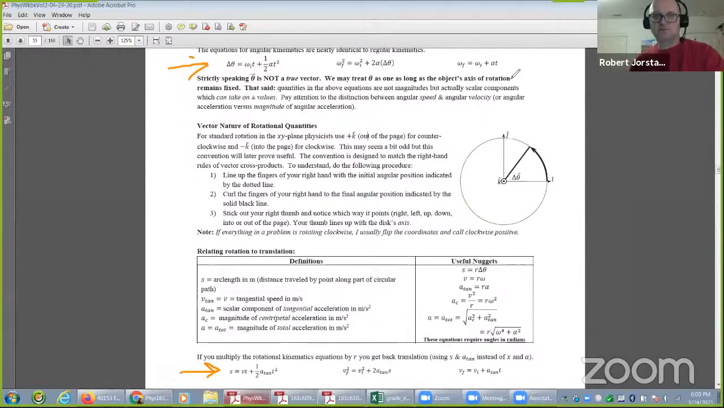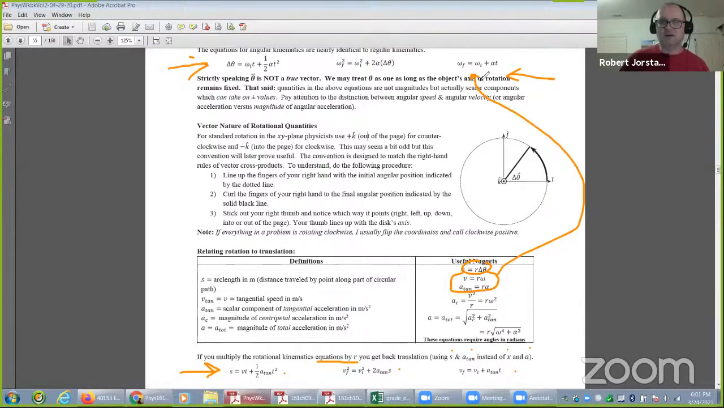If you take these rotational kinematics equations, multiply all of them by R, we get back the normal kinematics equations, except we use S and A tangential instead of X and A. So take a second to just look at those equations. If we use this relationship and these three relationships, you multiply all of these equations by R, you get back the standard kinematics equations. What we are saying here is when you have a rotating object, you can use kinematics.